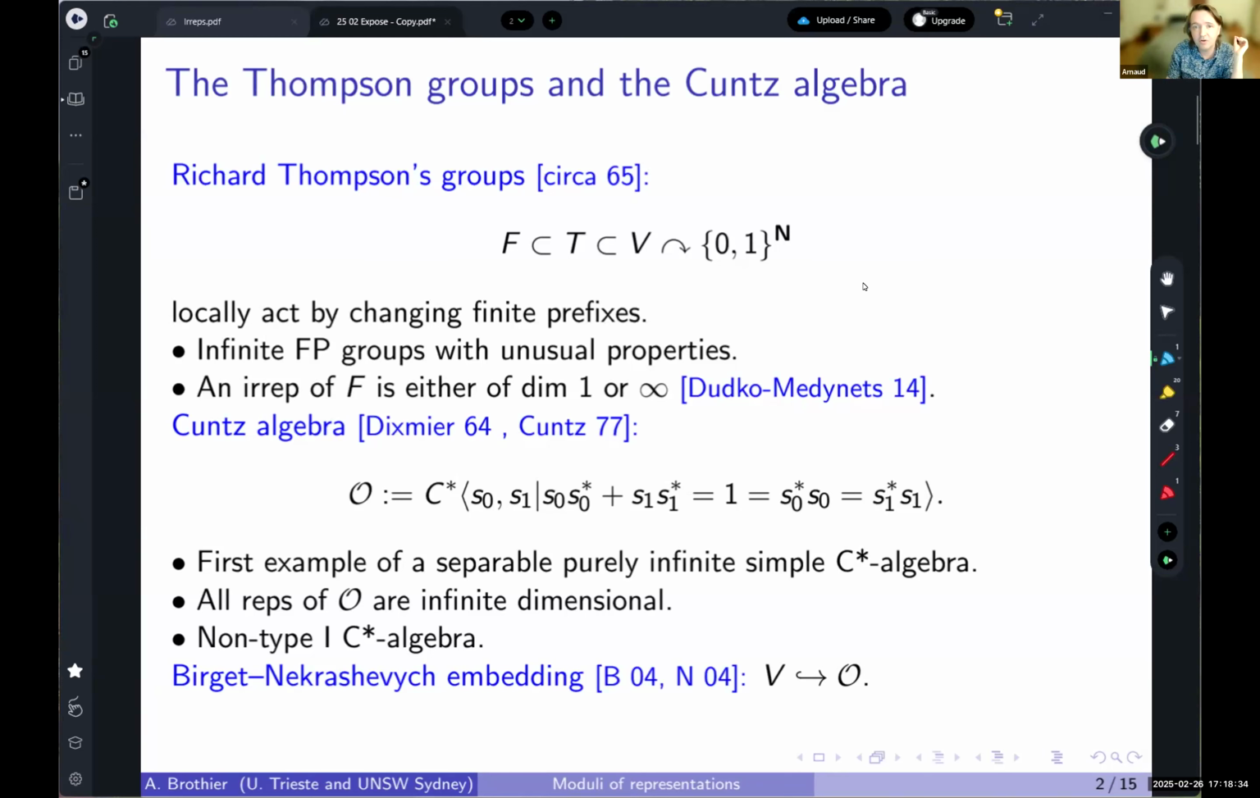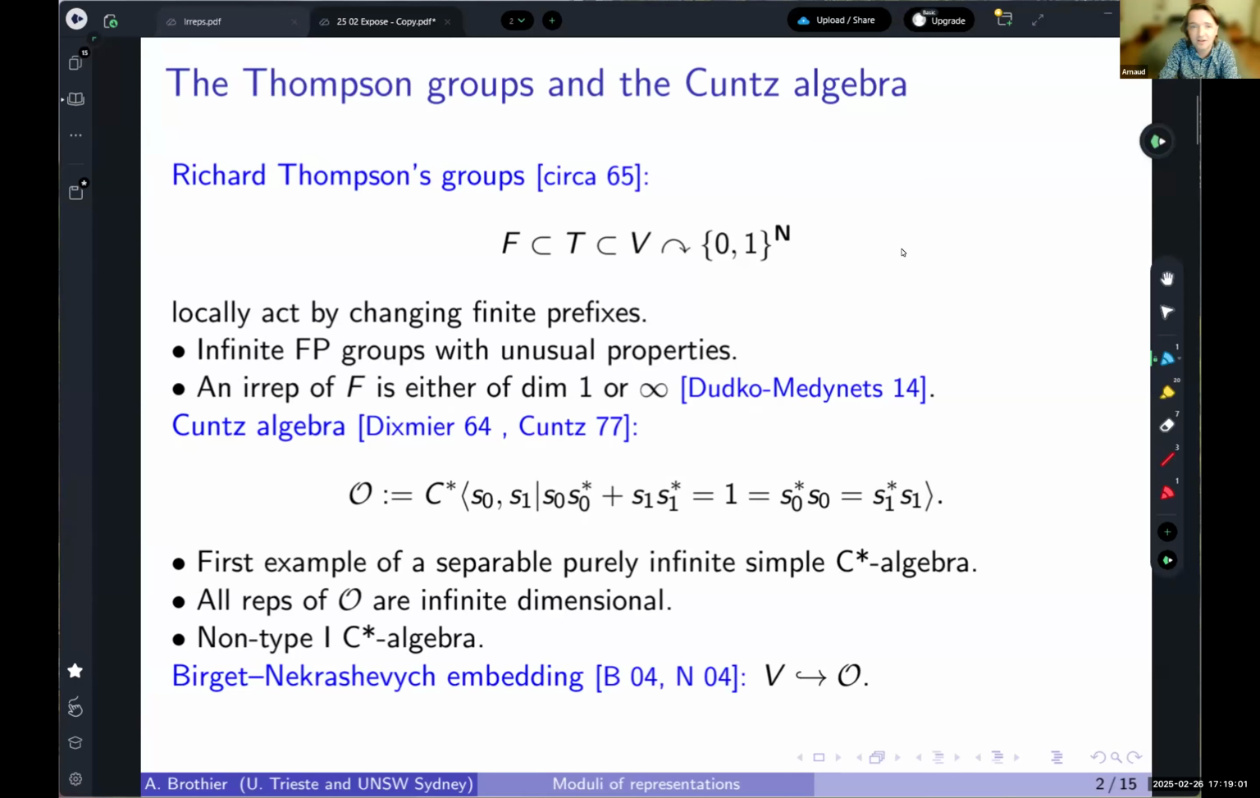And they all act on the Cantor space, by which I mean the infinite binary strings. And how do they act? Well, they locally change a finite prefix, and they act by homeomorphism. It means that there is only a finite number of prefixes that will define an element of F, of T, or of V.